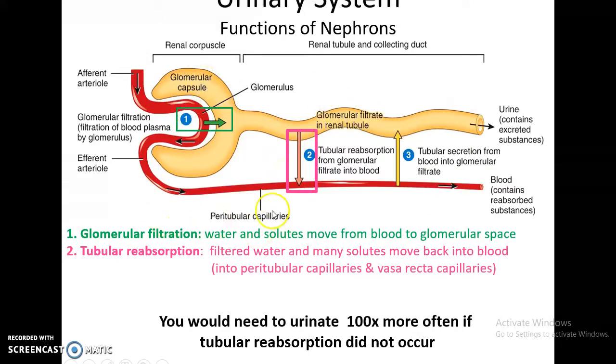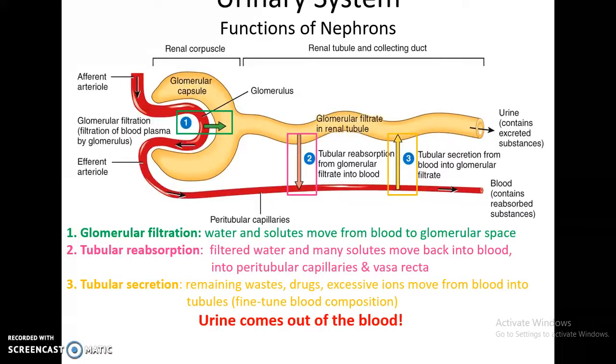Then at the beginning of the renal tubules, we have a lot of tubular reabsorption. This is water and solutes returning to the bloodstream. So tubular reabsorption, reabsorbing things back into the bloodstream. They're going to be going into the peritubular capillaries and/or the diaphragmatic capillaries. If this tubular reabsorption did not occur, then we'd have to urinate 100 times more often than we currently do.